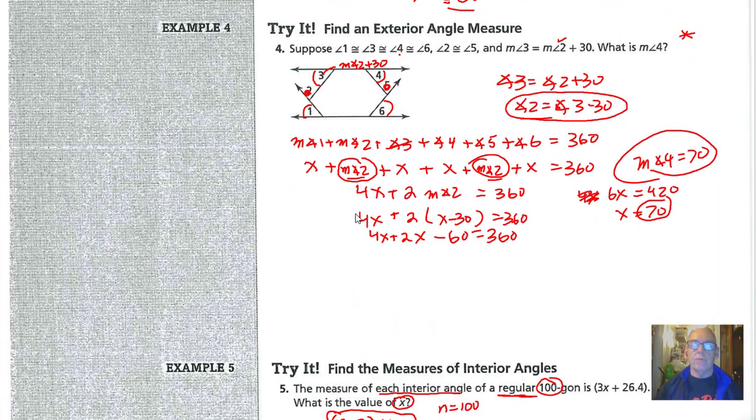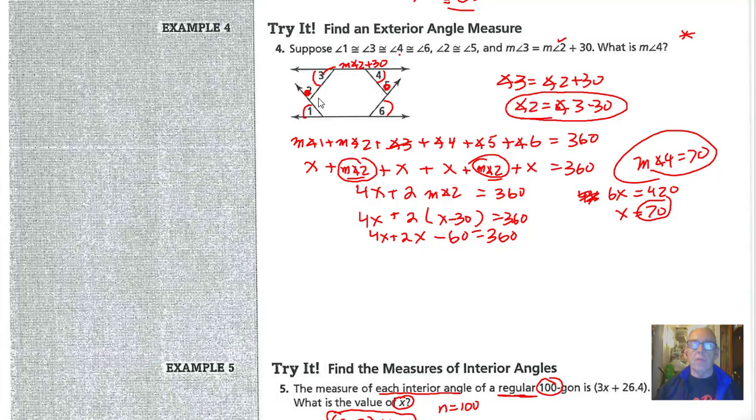Let's look at example 4. Suppose that angles 1, 3, 4, and 6 are congruent to each other, and that 2 and 5 are congruent. And that also we can think about angle 3 as being the same thing as angle 2 plus 30 degrees. And they want us to find basically the measure of these angles. They want us to find the measure of angle 4.